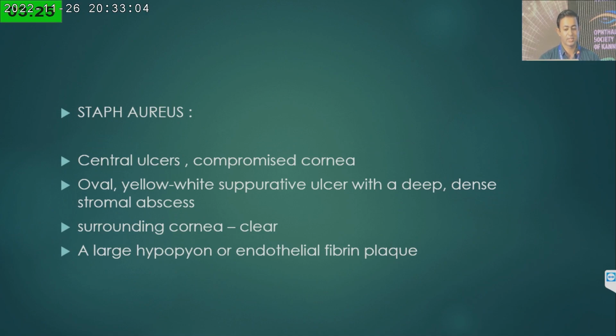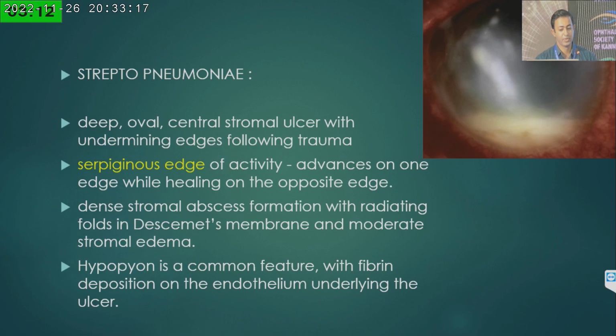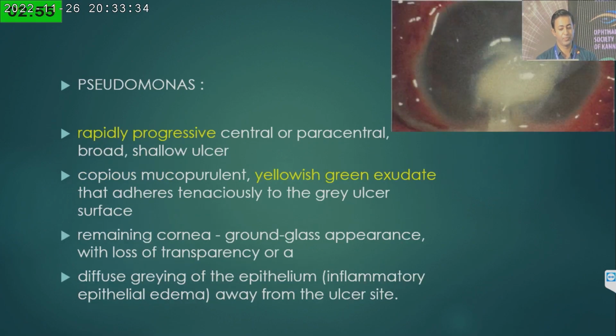Staph aureus commonly presents with an oval yellow-white suppurative ulcer, may be associated with a dense stromal abscess, and the surrounding cornea is usually clear. You might have a large hypopyon with an associated endothelial plaque. Streptococcus pneumoniae typically presents with a serpiginous edge of activity, usually a dense, deep oval stromal ulcer with undermining edges, and might again be associated with a stromal abscess. Hypopyon is a common feature with fibrin deposition on the endothelium.